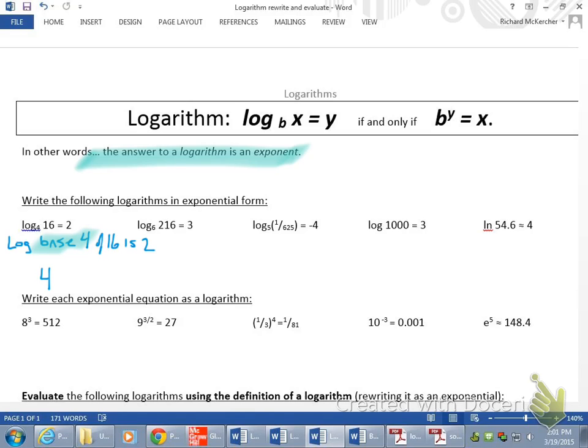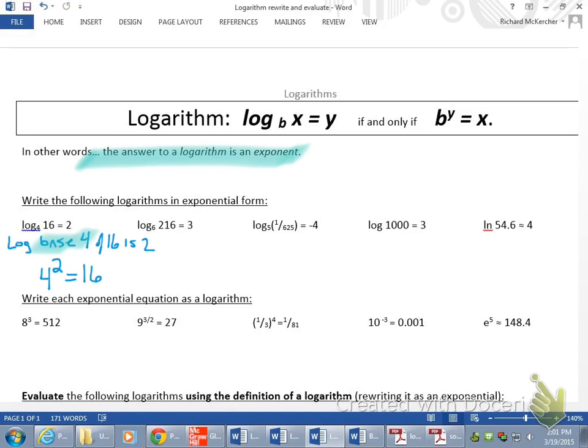Now, the answer to a logarithm is an exponent. So look right here, the y is the same thing as this 2. 2 is the y, so that means it's the exponent. So I'm going to do 4 to the second power, and it is equal to 16. And that's how we do it. So just pay attention to where those things are at. Okay? We'll try another one.